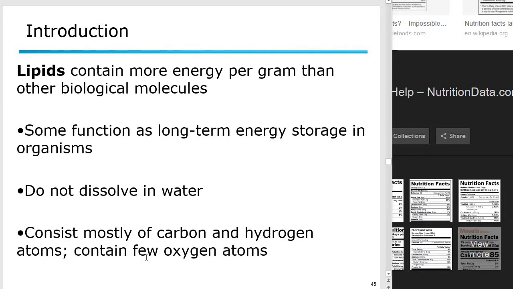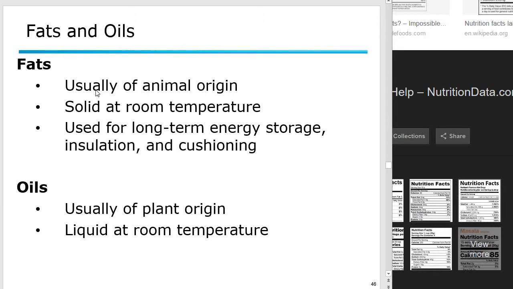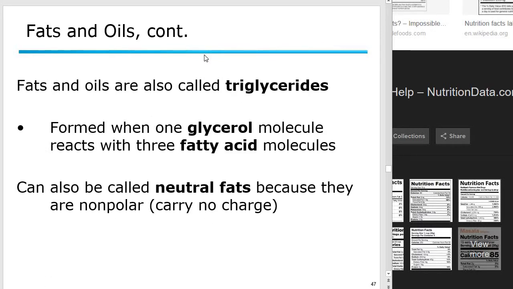It's really important. Okay, there are two main types of lipids we'll talk about: fats and oils. Fats are generally going to come from animals, and they're solid at room temperature. Oils are usually from plants, and they're liquid at room temperature. Fats and oils are also called triglycerides, tri meaning three, and glycerides, meaning we have one glycerol molecule forming with three fatty acid molecules. That's how we get a triglyceride.